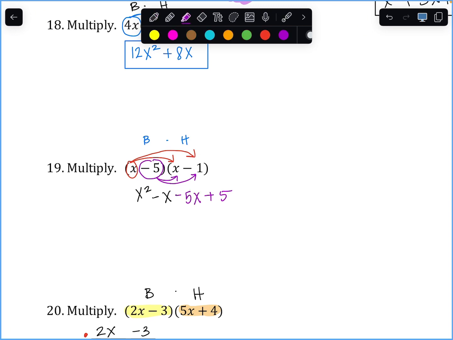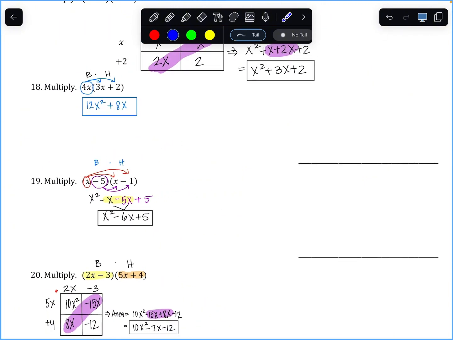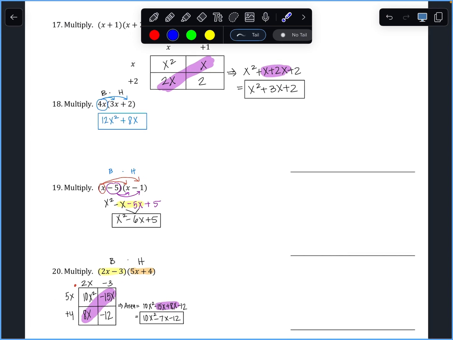You combine like terms. Squared minus 6x plus 5. Okay? And that is your answer. A trinomial, 3 terms, and in particular, it's a quadratic. Okay, any questions on these so far?